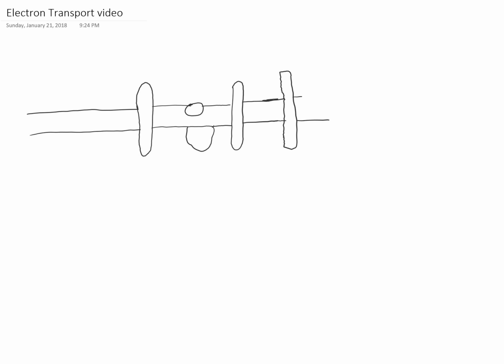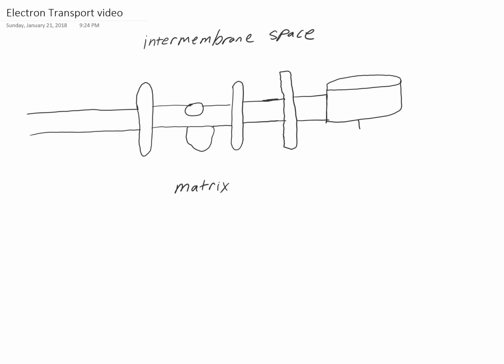The first thing to mention about this is that I'm going to call this the intermembrane space. And this right here is going to be the matrix. This last protein that I'm drawing here is actually an ATP synthase. I want to talk about it later. It's responsible for making ATP. So let's go look at these guys real quick.